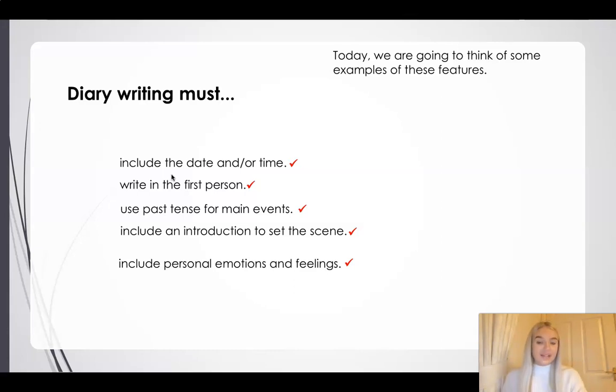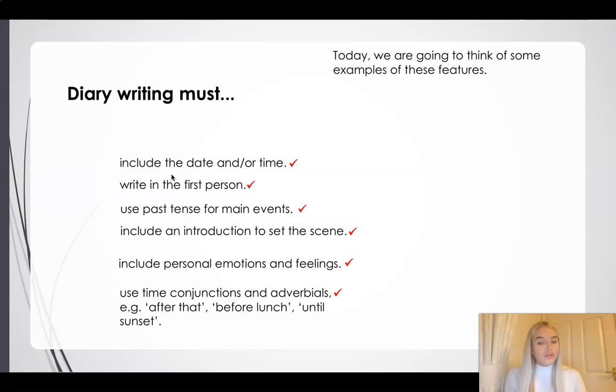I saw some fantastic sentences for your ambitious vocabulary lesson. I know that Ibrahim, you wrote some fantastic sentences. Natalia and Layla wrote some fantastic sentences. So well done. And also use time conjunctions and adverbials of time. So after that, before lunch, until sunset.